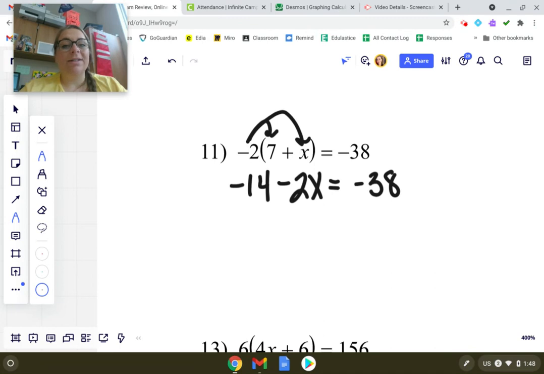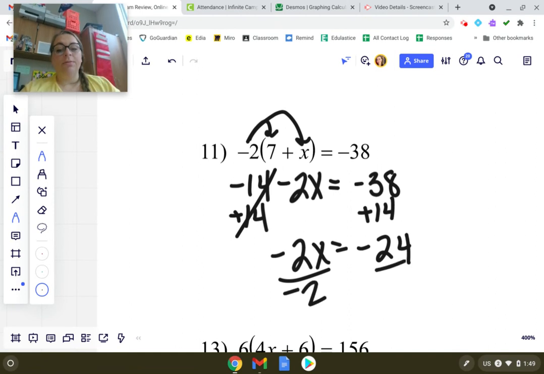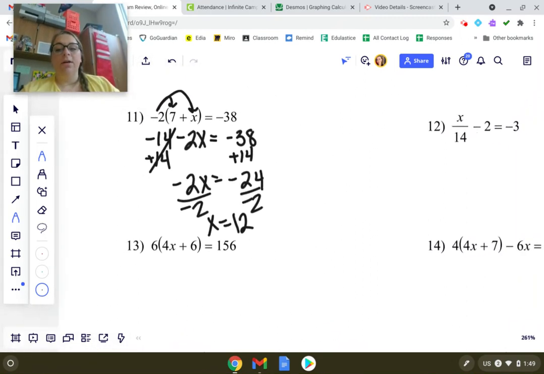Okay, I'm not done yet because I still want to get x by itself. So let's move that 14 over by adding. If I add 14 on both sides, it leaves me with negative 2x, and negative 38 plus 14 gets me negative 24. From there, we want to get rid of that negative 2, so we divide by negative 2, and x equals 12. Okay, so a good handful of different problems here. If you see parentheses, distribute.